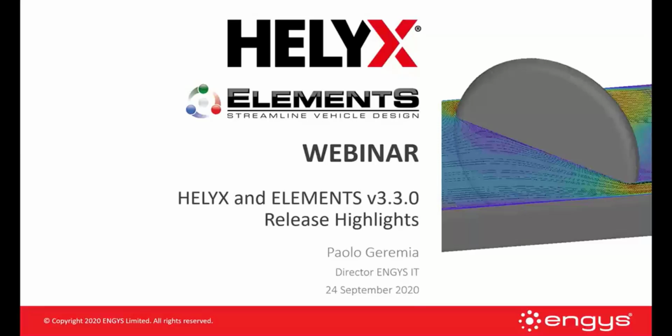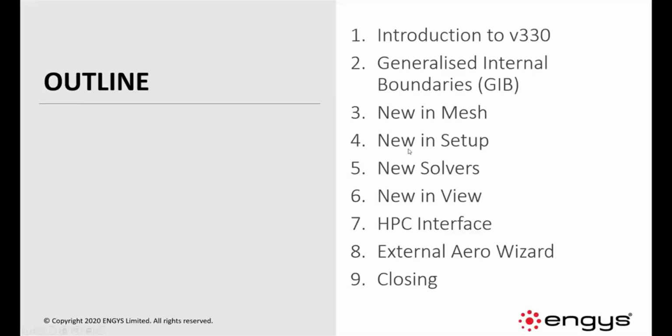I'm Paolo Jeremia and I work for ENGYS in Italy, and today I'm going to talk about release highlights of HELYX and ELEMENTS version 3.3. Here is the agenda for today's presentation. Let's start from a brief introduction to the main features available in 3.3, and then I move into Generalized Internal Boundaries and talk about the new addition in the mesh component, in the setup, new solvers, new features in the view tab, and then I move into the new HPC interface that we made available for both HELYX and ELEMENTS, and finally a few words about the external Aero wizard available in ELEMENTS.